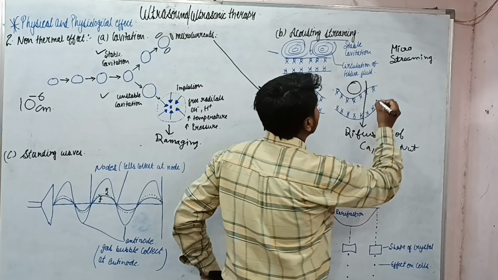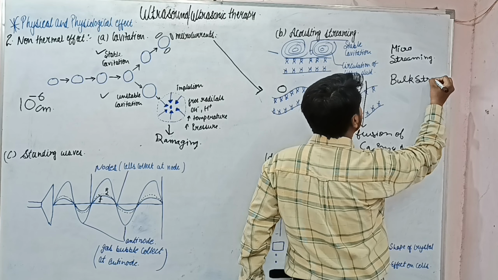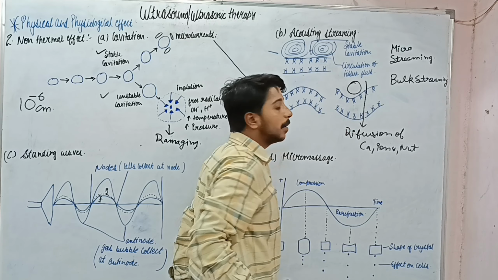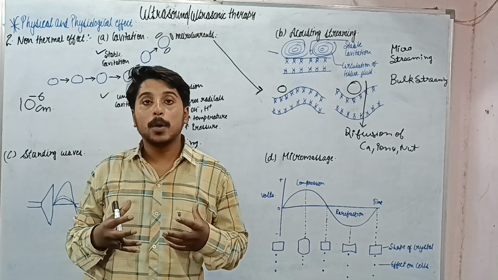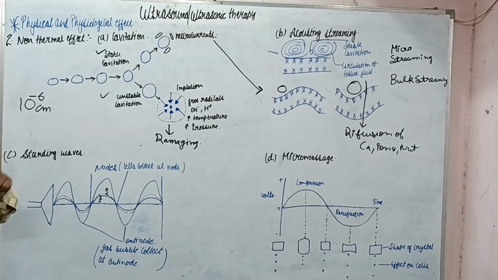Also it can be bulk streaming. Okay, in some cases we cannot see the micro streaming but can see the bulk streaming, where the movement of the tissue fluid is occurring on a larger scale. Okay, so next is standing wave.